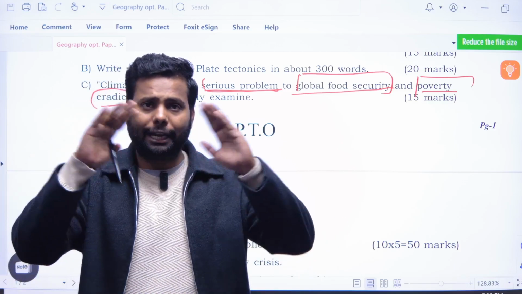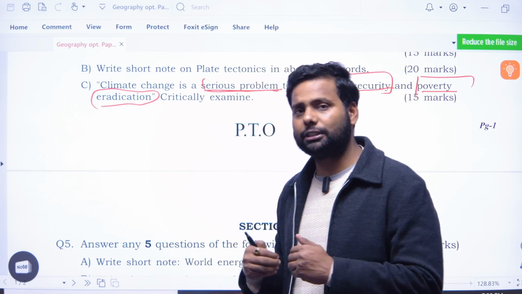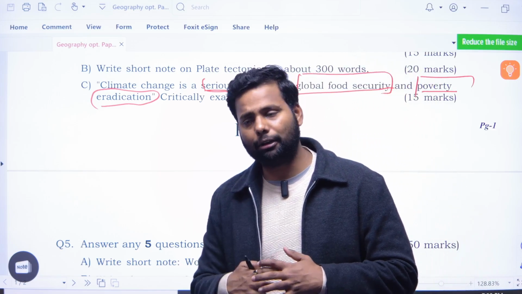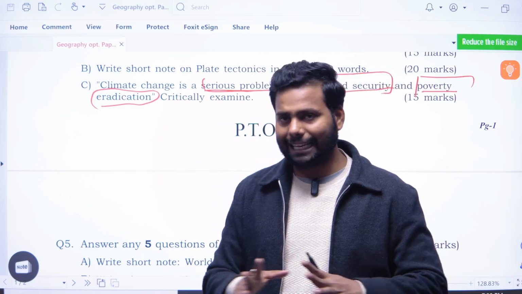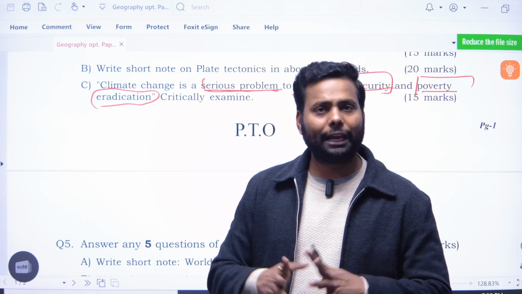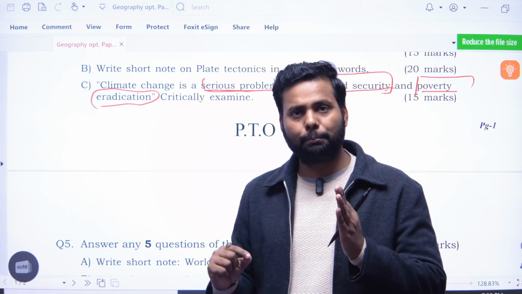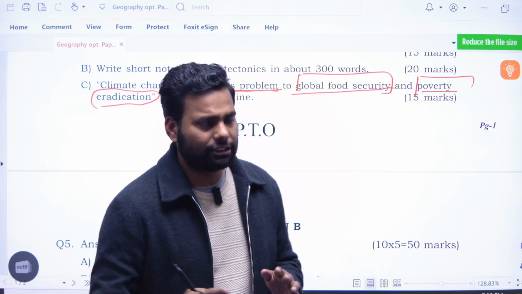So you have to write in a very holistic manner whenever these types of questions come in your examination. You have a lot of content, and you cannot scatter across such wide types of questions. You have to make certain points, and you have to write them in a very structured manner.